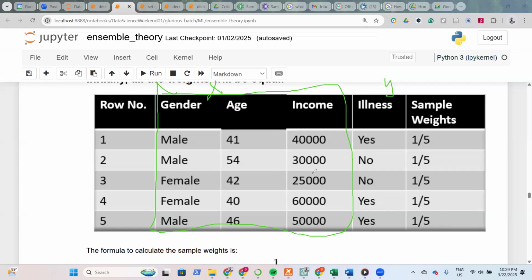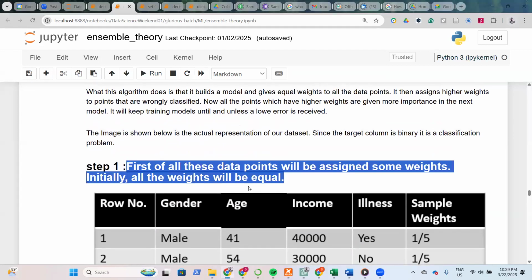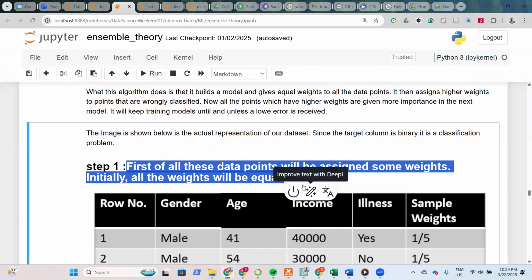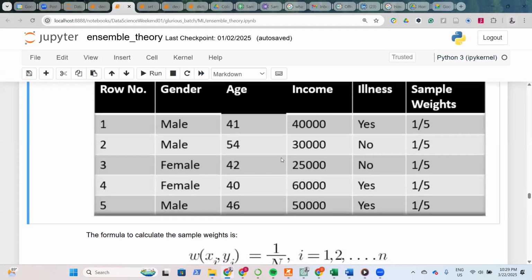Please, you have to be very attentive. If you have any question, please stop me and ask before we continue so that you don't get lost. The very first step the AdaBoost algorithm will do is that all of these data points will be assigned some weight. Initially, all weights will be equal. Let me explain. This is your training data. Let's assume that in our training data we had 5 records: 1, 2, 3, 4, 5.